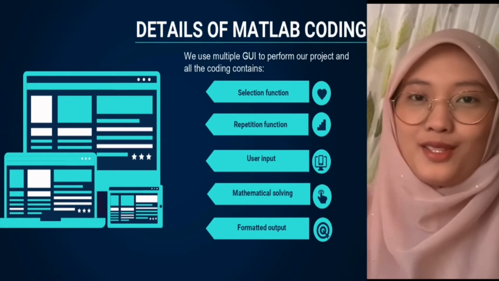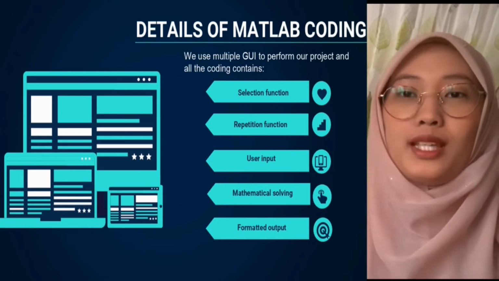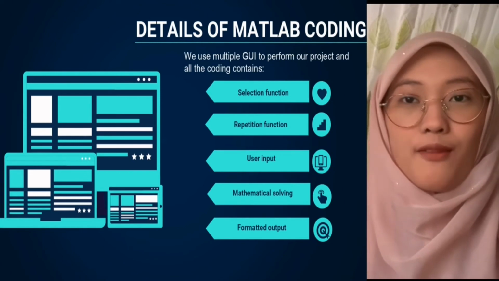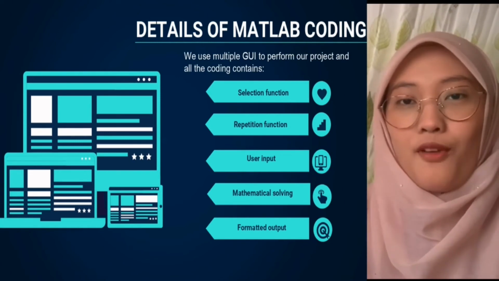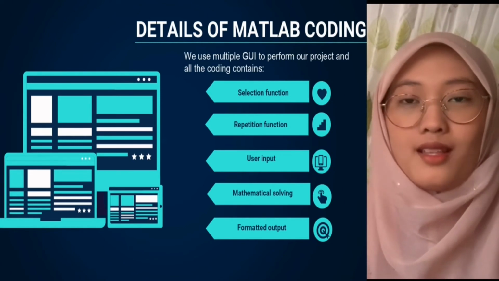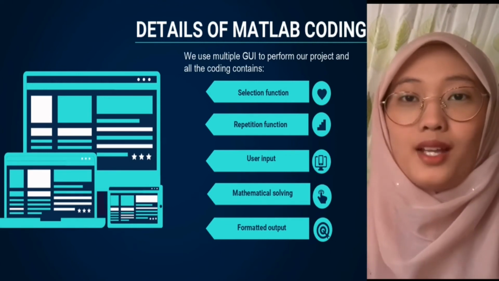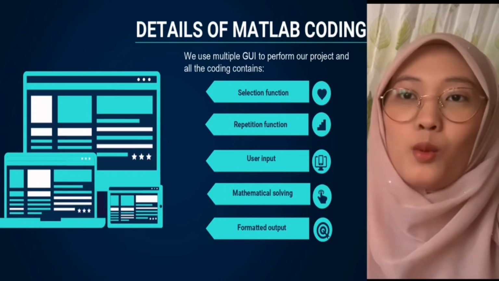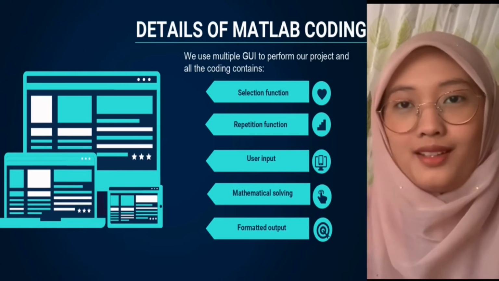As you can see on the screen right now, our MATLAB coding consists of selection function where we use if-else-if in compressibility factor to determine the type of gas, where if Z value is equal to 1, then it will appear a message box saying that it is an ideal gas, otherwise it will appear it is a real gas.